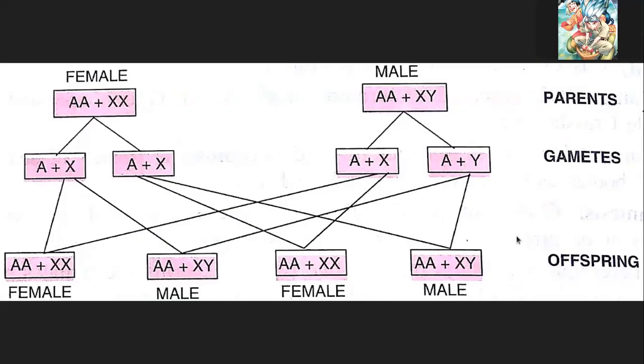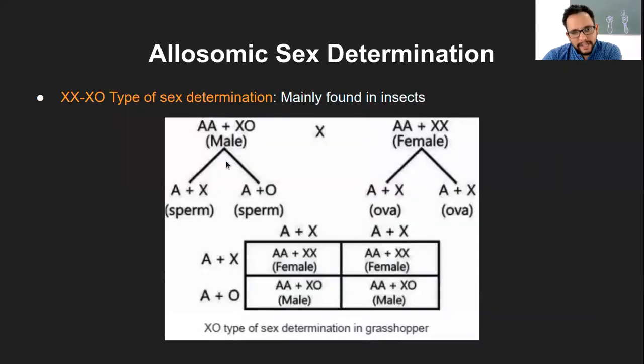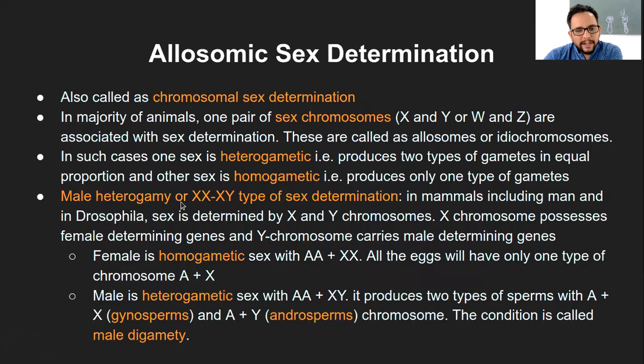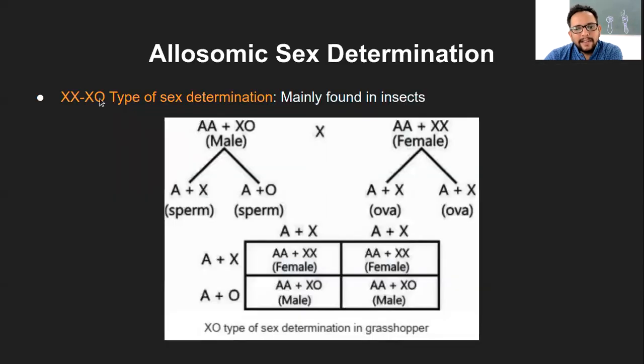Okay, so that is the male heterogamy. Now, within the same male heterogamy type, there is something called XX-XO. Instead of Y, what you have is O. That means no chromosome, or it's a different set of chromosomes, but not the sex determining chromosome. So it is mainly found in insects.